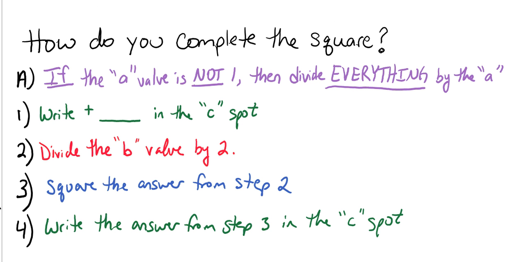So first, if there's an a value that's not a 1, then you'll need to divide everything by a. So you'll have to factor that a out. Then you'll write plus, leave a space in the c's spot, divide the b value by 2, then square the answer from step 2, and then write the answer from step 3 into the c's place. Let's go back to our examples and work some of these out.